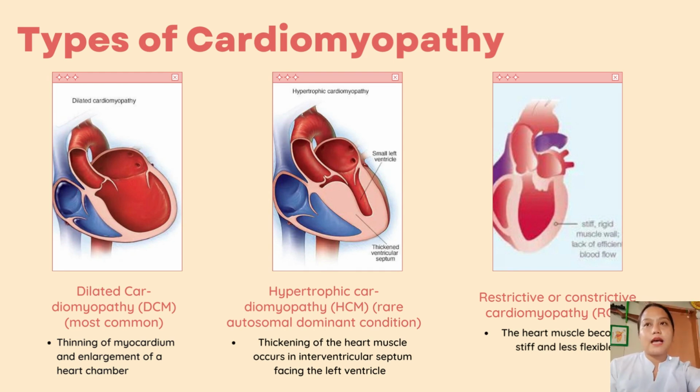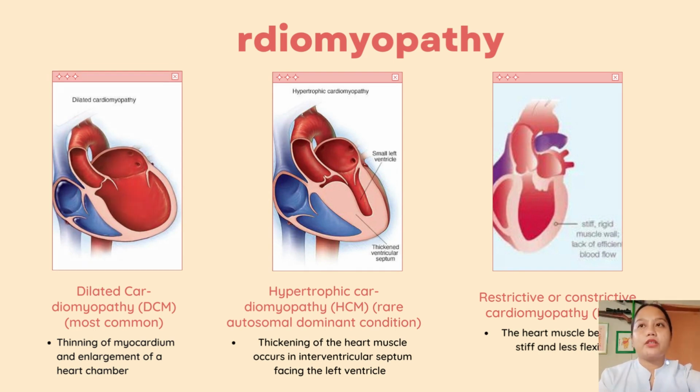And the next type is restrictive cardiomyopathy. In this type, the heart muscle becomes stiff and less flexible, so it can't expand and fill with blood between heartbeats. This least common type of cardiomyopathy can occur at any age, but it most often affects older people. Restrictive cardiomyopathy can occur for no known reason, or idiopathic, or it can be caused by a disease elsewhere in the body that affects the heart.